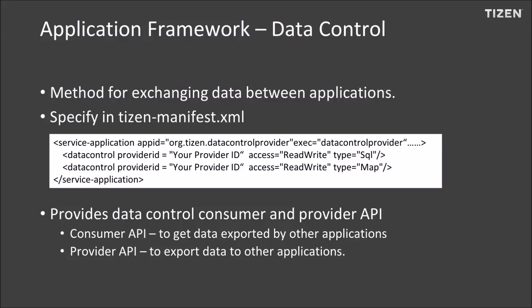One is data control SQL, which allows you to use a SQL type data control to access the data exported by other service applications. You can also define a SQL type data control provider to export specific data from your service application. The other type is the data control map, which allows you to use a key value type data control to access the data exported by other service applications. You can also define a key value type data control provider to export specific data from your service application.